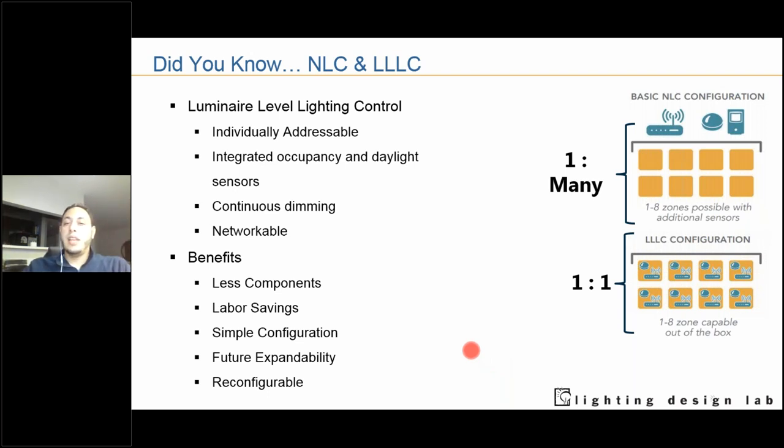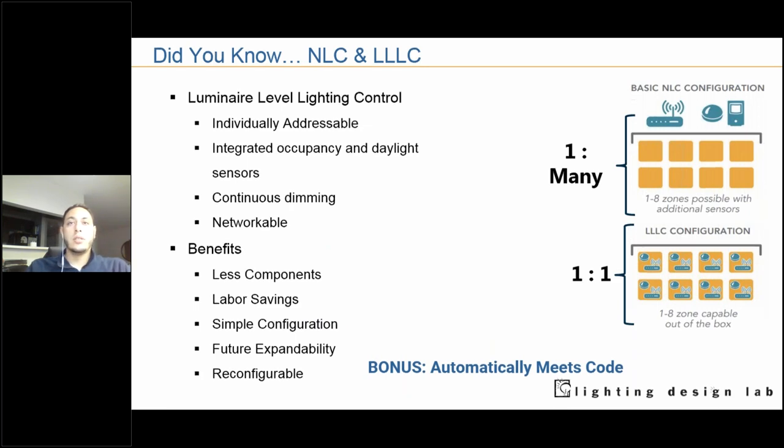A good way to think about luminaire level lighting control technologies is that they are a subset of network lighting control, and they have a one-to-one relationship between sensors and fixtures: one set of sensors per fixture. When it comes to your zone-based or non-LLLC lighting control configurations, you have one set of sensors for many fixtures. As a bonus, luminaire level lighting control devices automatically meet code.